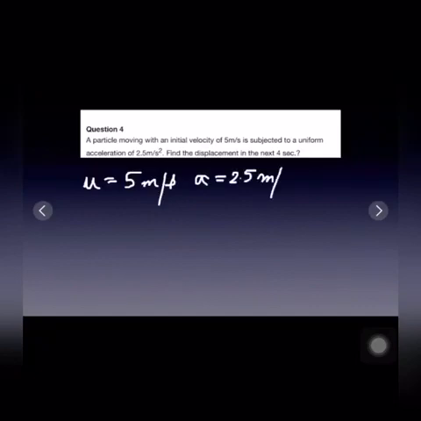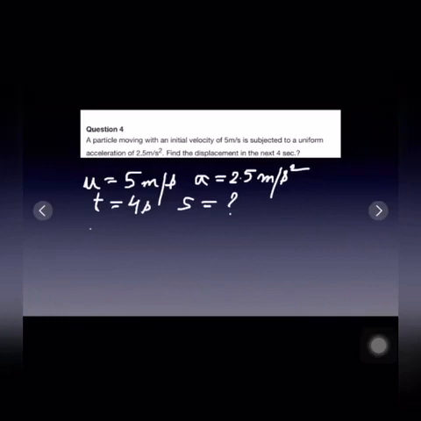So see the next question, which is a particle moving with an initial velocity of 5 meter per second is subjected to a uniform acceleration of 2.5 meter per second square, and you have to find the displacement in the next 4 seconds. So here you are given with initial velocity, which is 5 meter per second. Acceleration is given to you, which is 2.5 meter per second square. Time is given to you, which is 4 seconds. And you have to find out the displacement, that is S you have to find out.